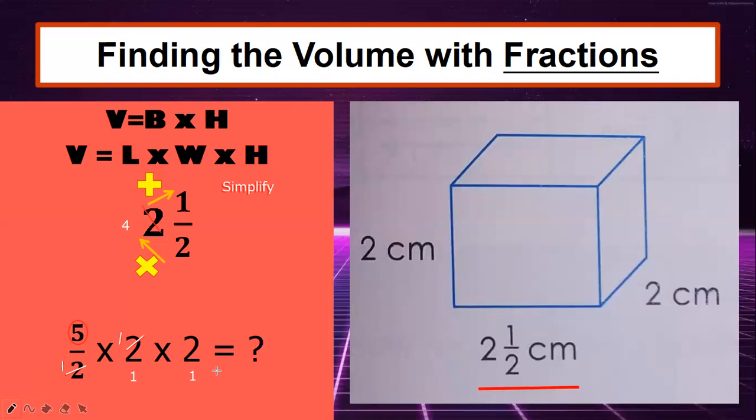All right. Now that it's clearly visible, we are left with 5 times 2. We only have 2 numbers left, 5 and 2. So if we multiply that together, 5 times 2 is equal to 10 centimeter squared.